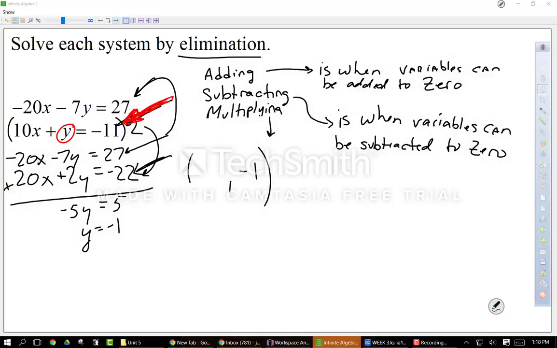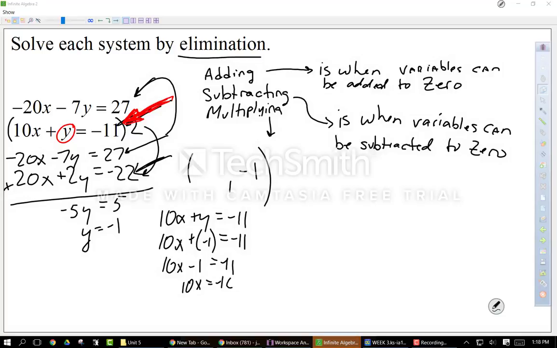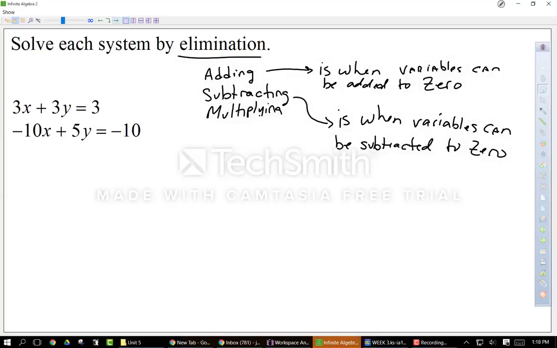I don't have a coefficient there. So let's rewrite it. I get 10x plus y equals negative 11, which now y we said was a negative 1. You notice I'm using parentheses every time I'm plugging a number in. That just helps me to identify a negative, a positive version, and all that stuff. So 10x minus 1 equals negative 11. 10x equals negative 10. X equals negative 1. There is my answer. Negative 1, comma, negative 1. This system will conclude this video for elimination.